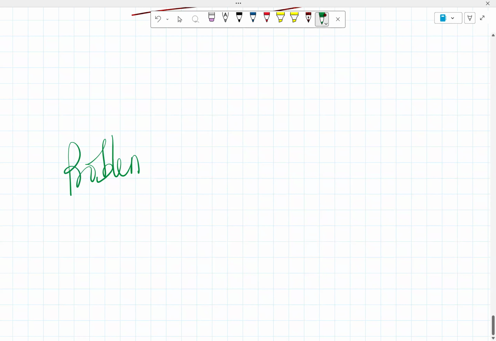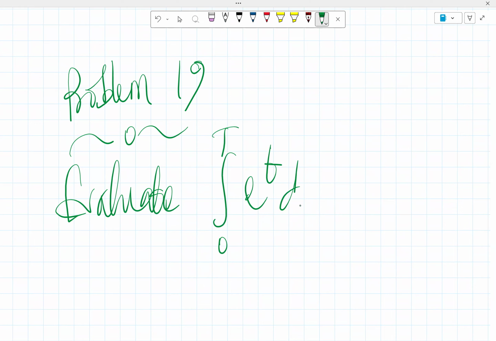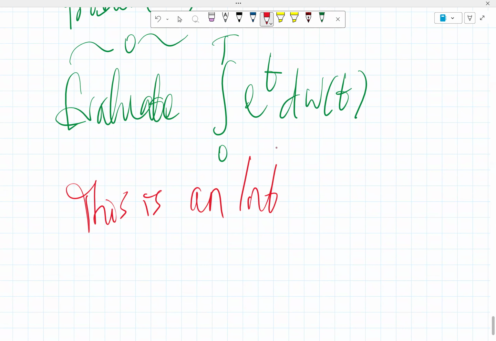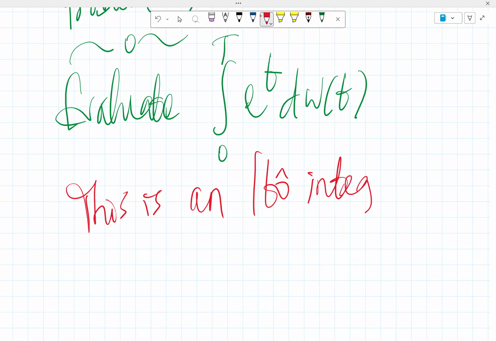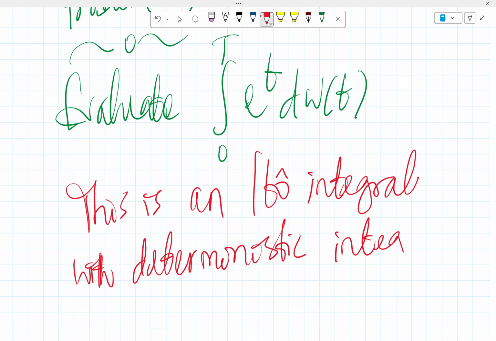So for problem 19, we need to evaluate the integral from 0 to T of e raised to the power t dW(t). In this case, it is important to know that this is an Ito integral with deterministic integrand.